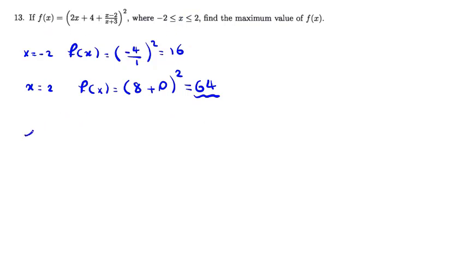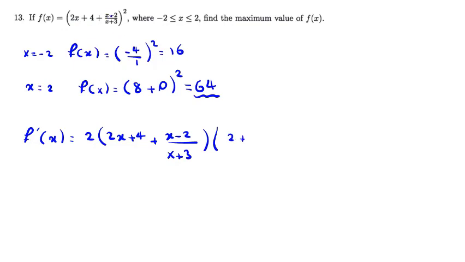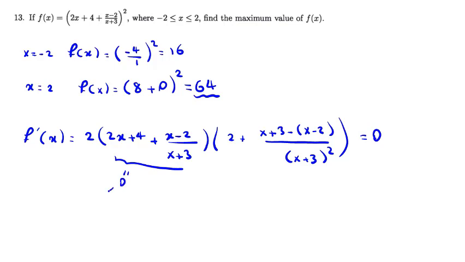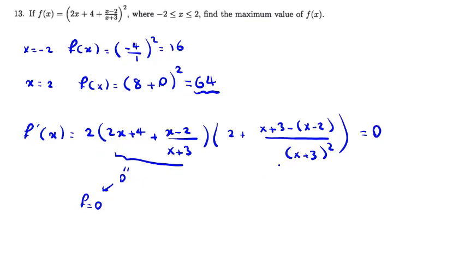So let's check. If we differentiate, f prime will be 2 times 2x plus 4 plus x minus 2x plus 3 times the derivative of this part, 2, plus the derivative of the numerator, 1 times x plus 3 minus x minus 2 times this, over x plus 3 squared. Now, if we want to say it is equal to 0, consider this. If it is equal to 0, then f is 0, but it is not maximum. So let's only consider this case.